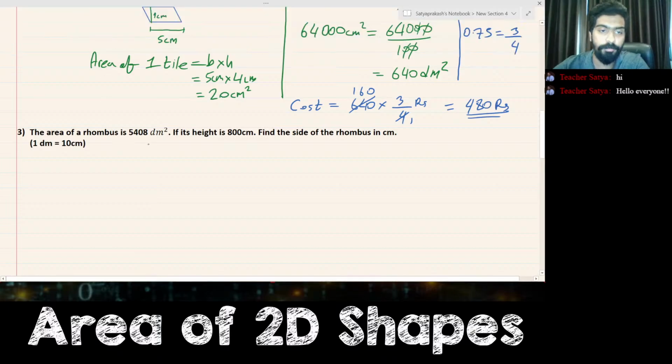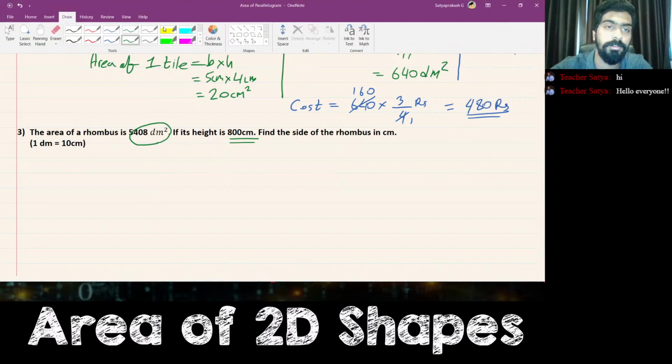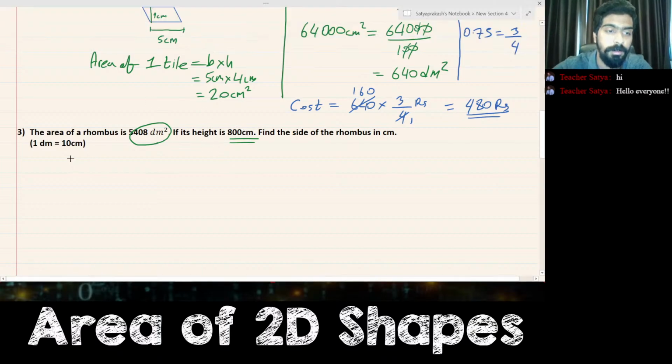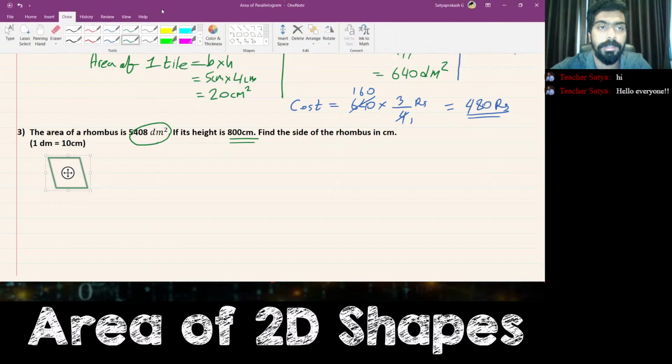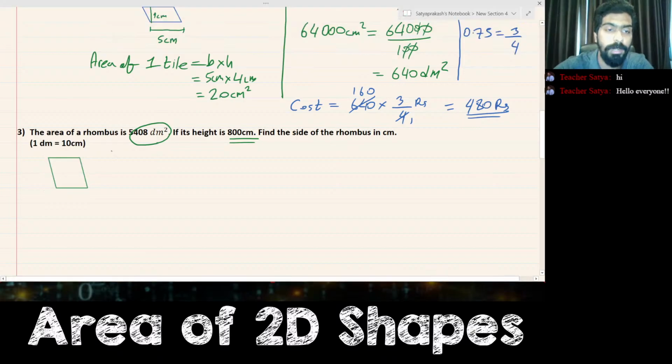Now the area of a rhombus, we know the area of a rhombus, we know the height, right? Now we have to find the side of the rhombus in centimeters. So let us start off by drawing the figure down. A rhombus means a parallelogram in which all sides are equal. So this seems pretty much like it. Now let's write down what we know.